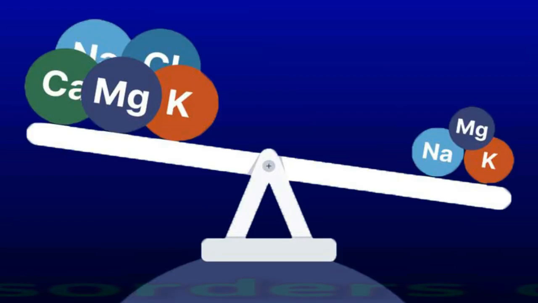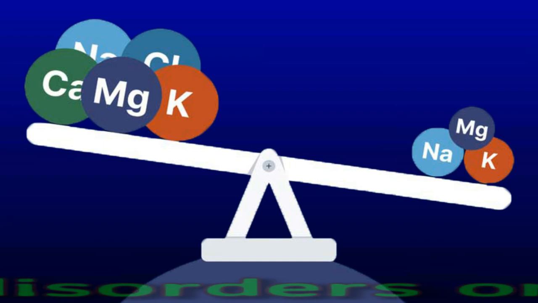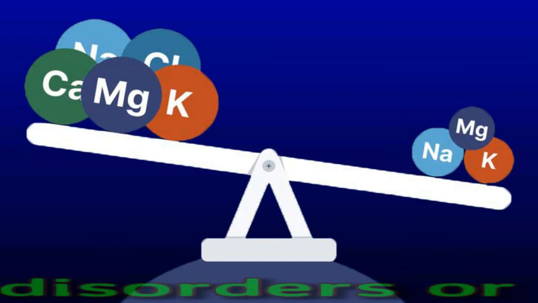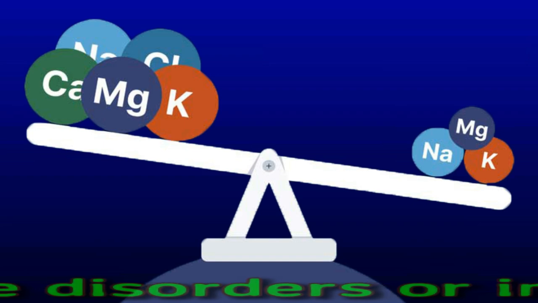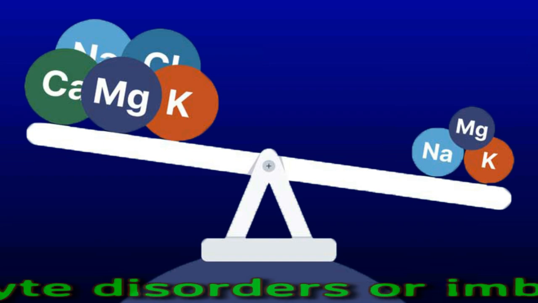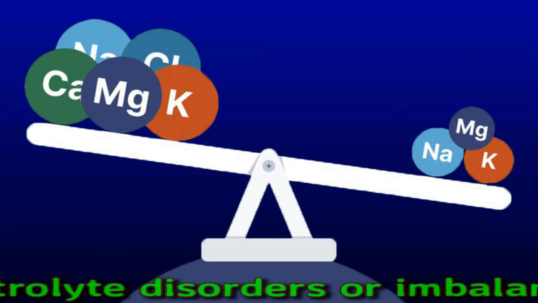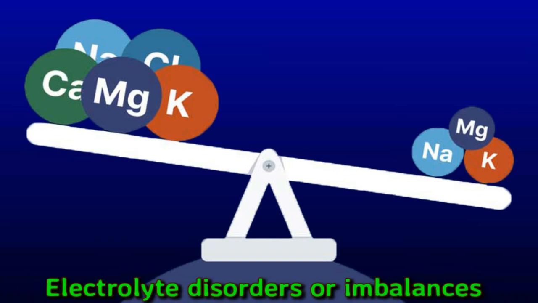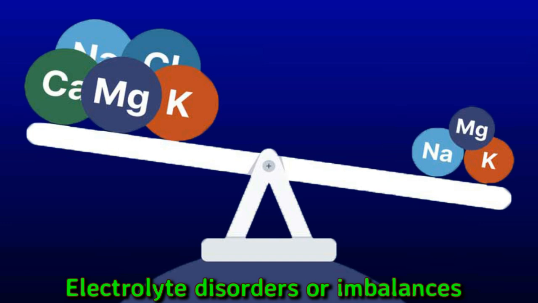Electrolyte disorders or imbalances. Electrolytes help ensure that the muscles, nerves, heart and brain all function correctly. Examples of electrolytes include calcium, potassium, sodium, magnesium. Having altered levels of electrolytes can cause muscle weakness.